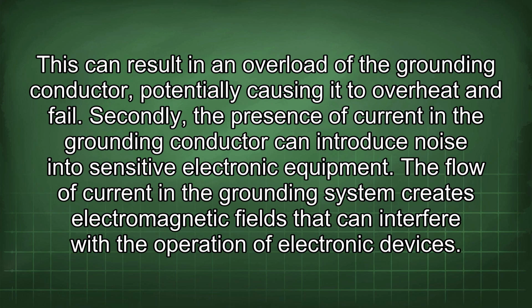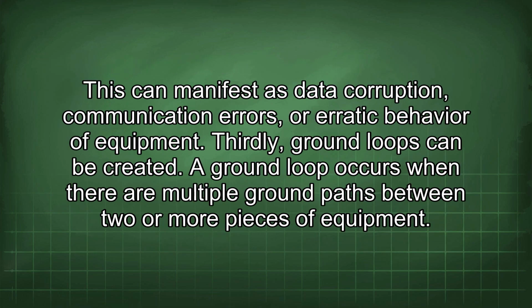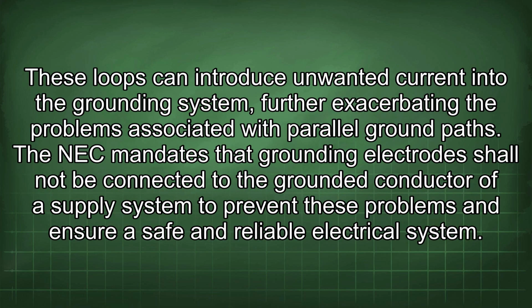Secondly, the presence of current in the grounding conductor can introduce noise into sensitive electronic equipment. The flow of current in the grounding system creates electromagnetic fields that can interfere with the operation of electronic devices. This can manifest as data corruption, communication errors, or erratic behavior of equipment. Thirdly, ground loops can be created. A ground loop occurs when there are multiple ground paths between two or more pieces of equipment. These loops can introduce unwanted current into the grounding system, further exacerbating the problems associated with parallel ground paths. The NEC mandates that a grounding electrode shall not be connected to the grounded conductor of a supply system to prevent these problems and ensure a safe and reliable electrical system.